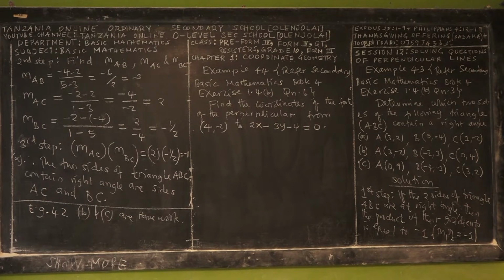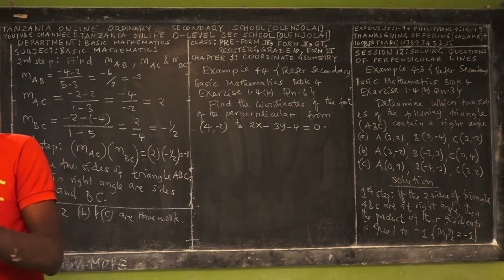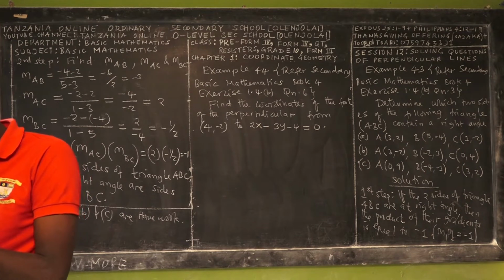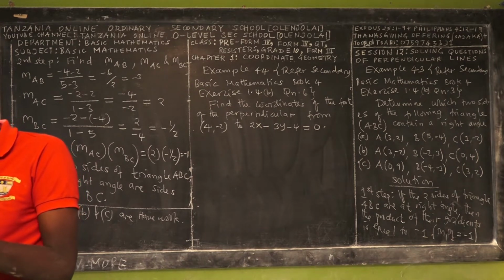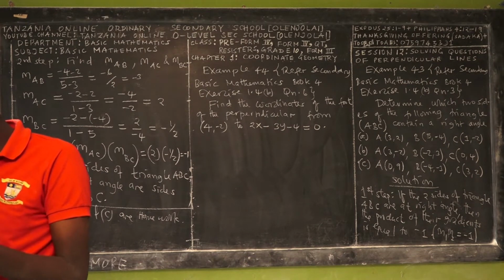So the foot of the perpendicular is the point where the two perpendicular lines meet. We may use a sketch. Find the coordinates of the foot of the perpendicular from that point to that line. It means that the perpendicular line passes through the given point.